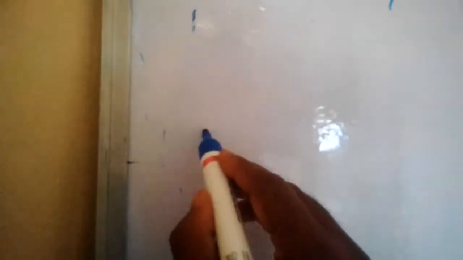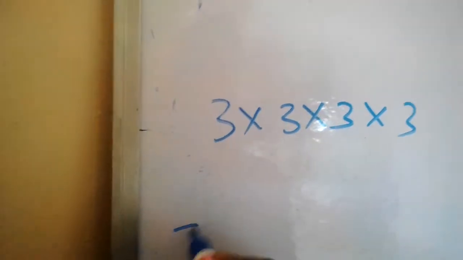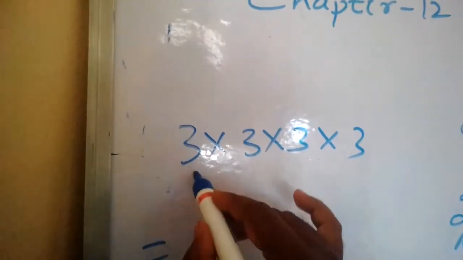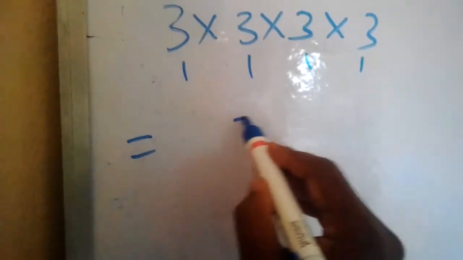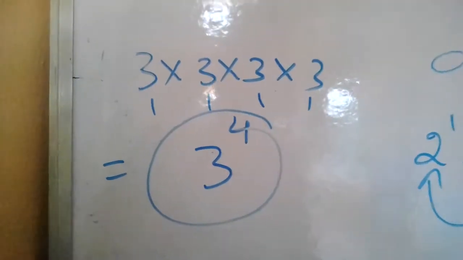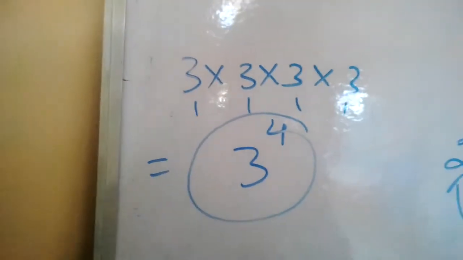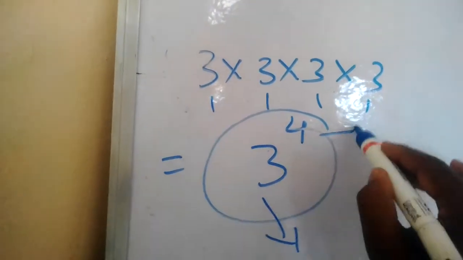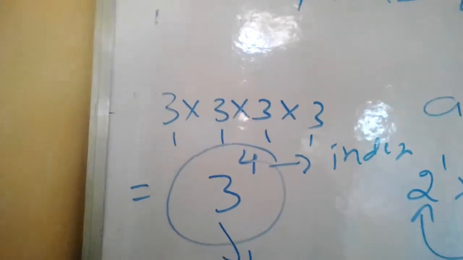Consider one more example here. 3 into 3 into 3 into 3. How many times is it multiplied here? 1, 2, 3, 4. 3 is multiplied 4 times, then 3 raised to 4 is the exponent. That is the mathematical notation representing that the number 3 is multiplied 4 times. This is called the base and this is called the index or power. Understood? Okay.